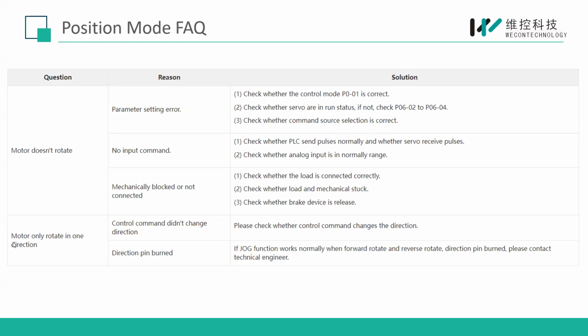And the second question is that sometimes the motor can only rotate in one direction. For this, usually it is a control command problem. For example, on the PLC side, you are using a single direction instruction, which doesn't have direction output. So we need to check the control command first, and if the control command is normal, maybe another reason is our driver side pin is damaged. We can use the jog function to check if jog works normally in forward and reverse. If not, then it means our direction pin may have some problem. So you can contact our engineer to check it.